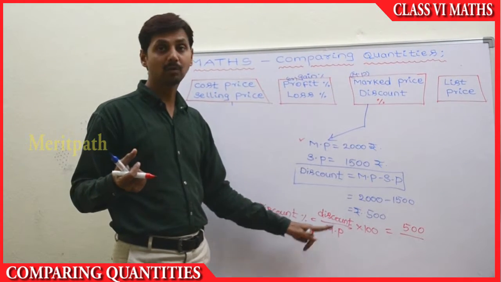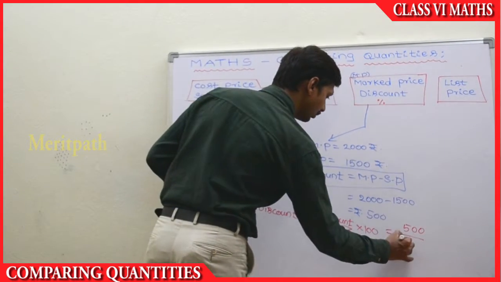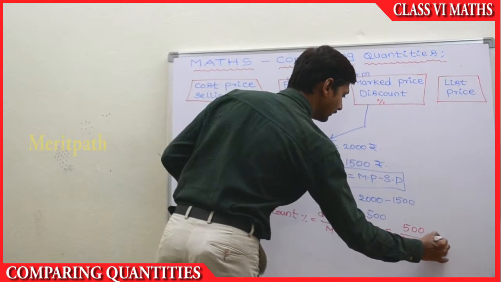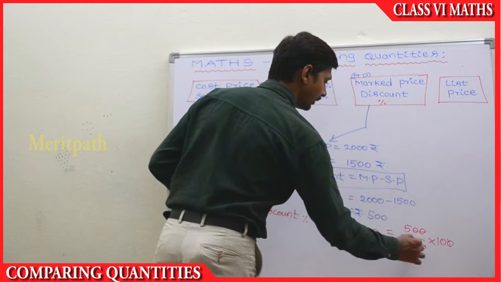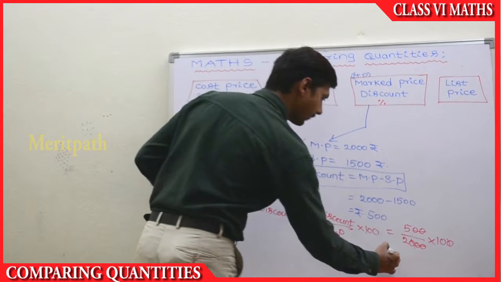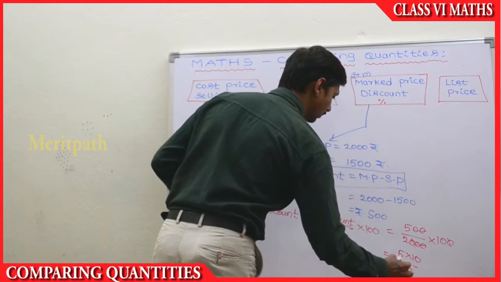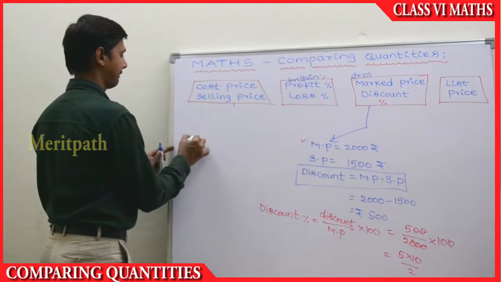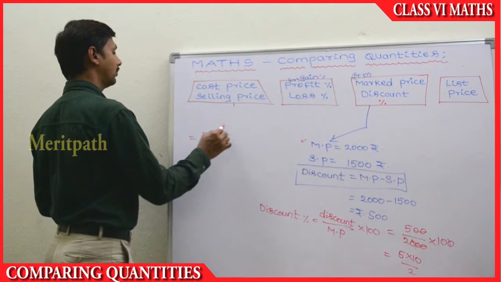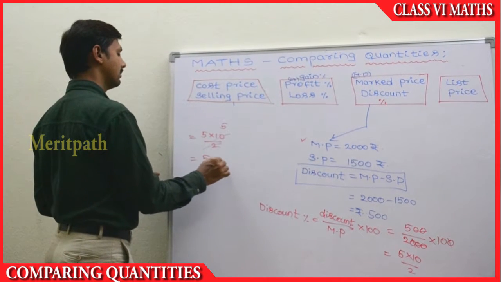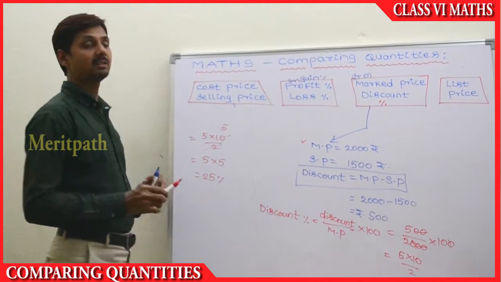So discount by MP into 100. Discount is 500 rupees, MP is 2,000 rupees, into 100. So 2 zeros will be cancelled and 1 zero will be cancelled. So 5 into 10 divided by 2. Let's cancel this: 5 into 10 divided by 2, that is 2, and the 5 times will cancel. 5 into 5 is 25. So 25%.